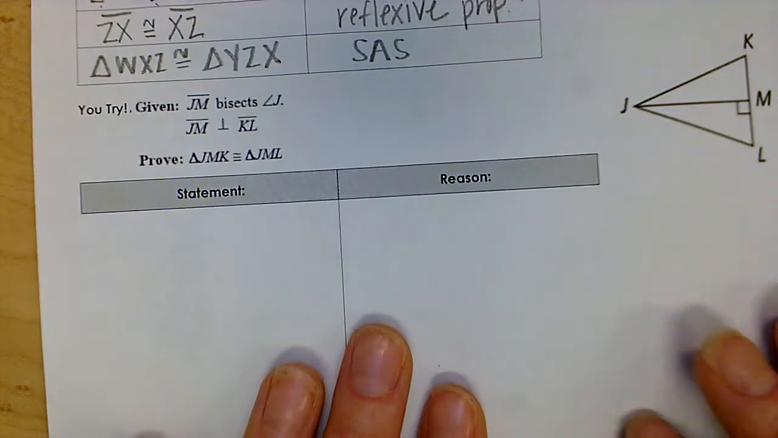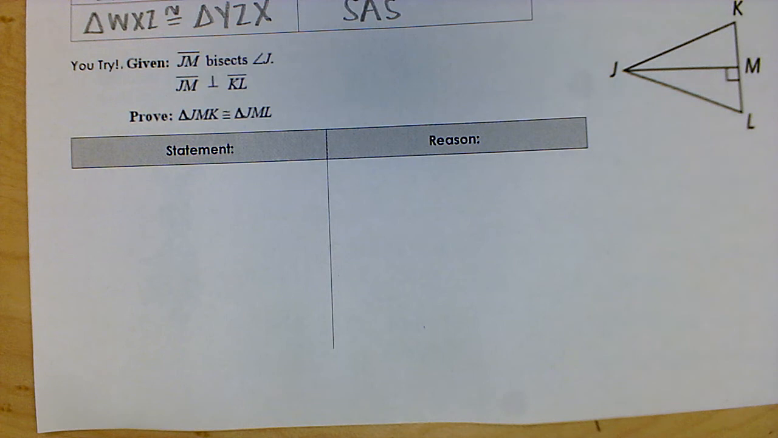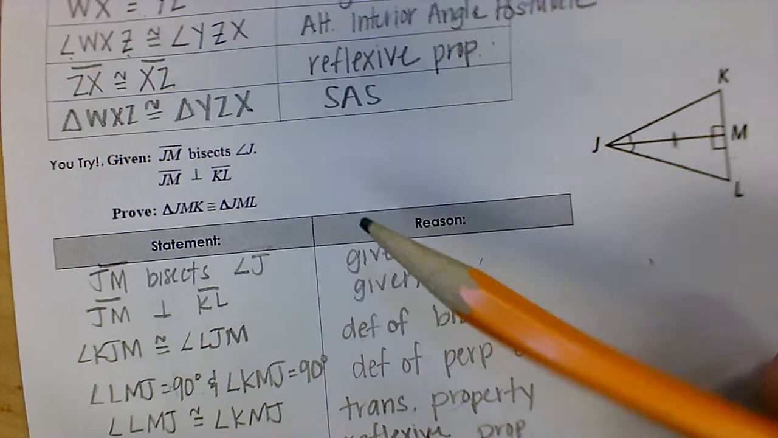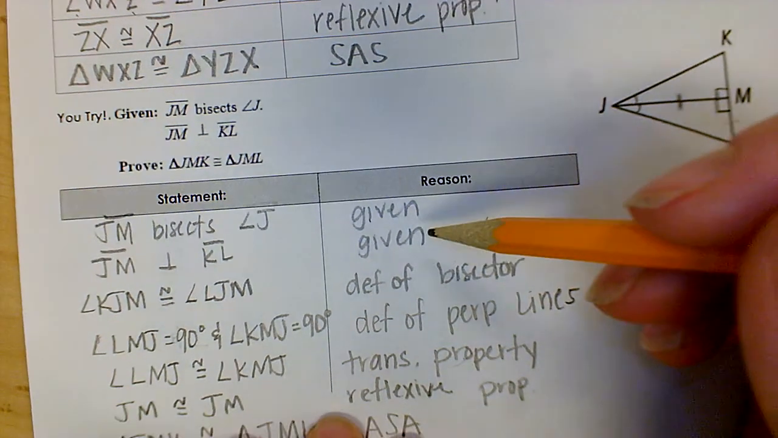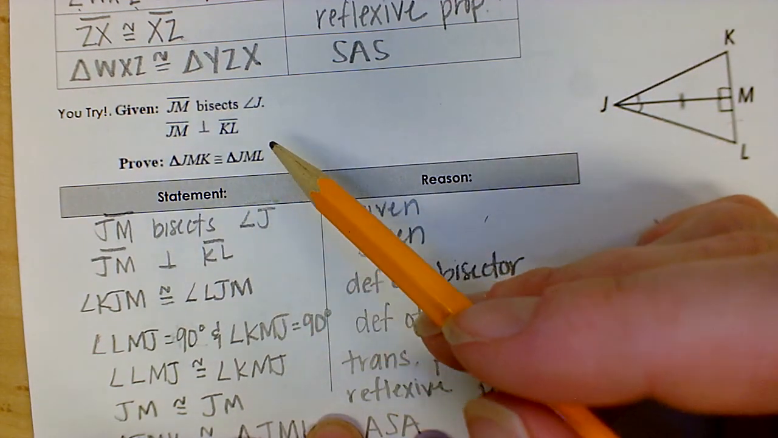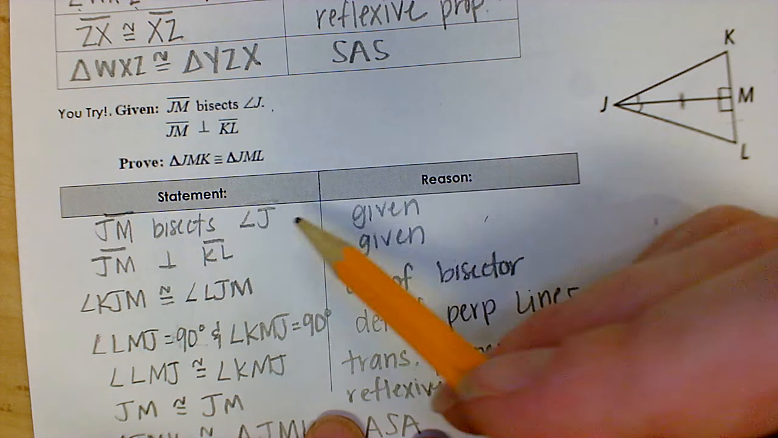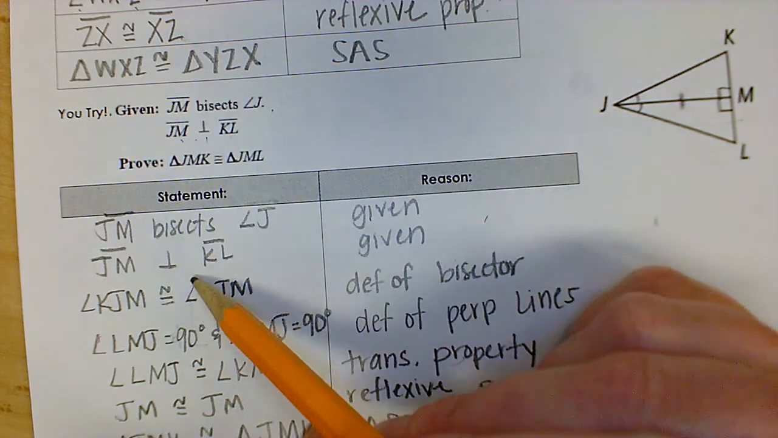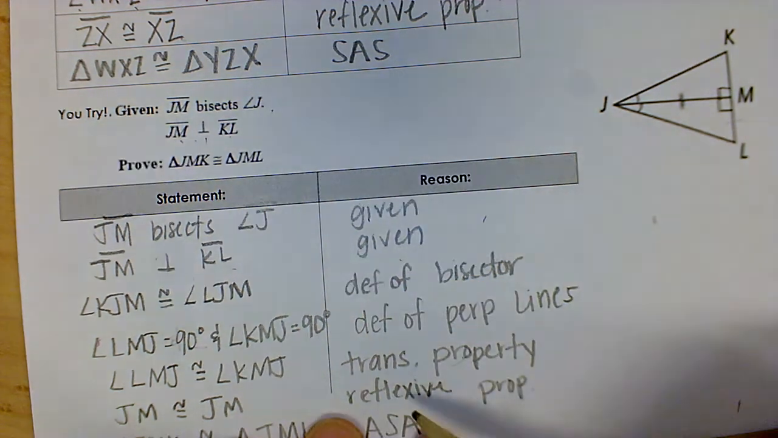All right, so another one, I'm going to pause again and let you give it a try. So go ahead and see what you can do with it. All right, so let's look over this together. You should have tried it again. If you can't get any further, you should at least be able to get to the givens. So you're given that JM bisects angle J. Wrote that down, given. JM is perpendicular to KL. Wrote that down as given.